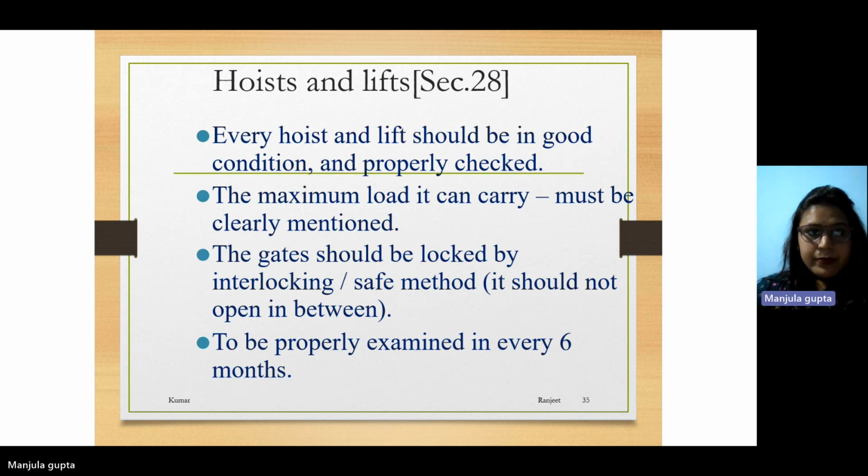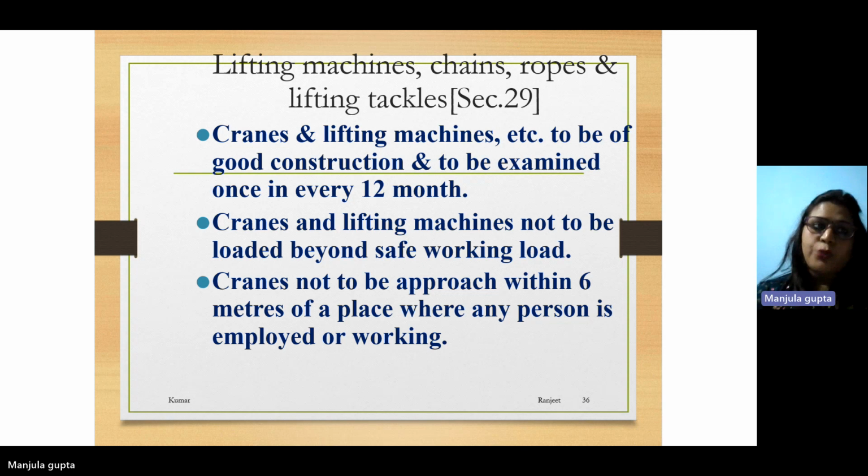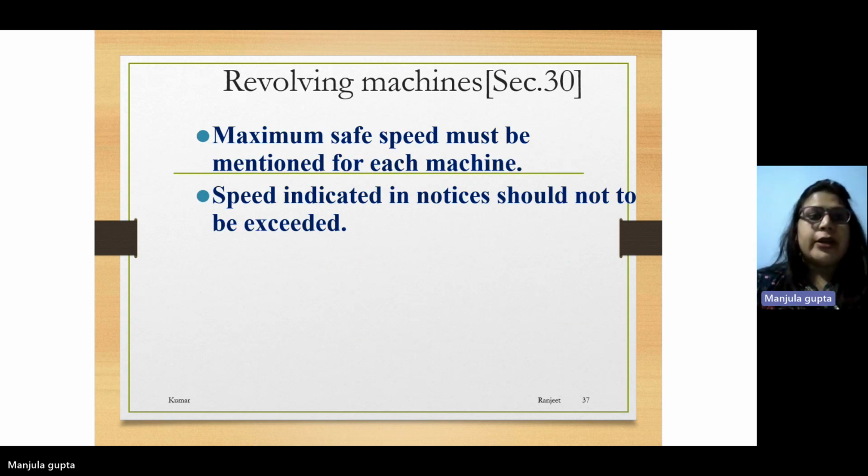Then next is lifting machines, chains, ropes, and lifting tackles. Cranes and lifting machines to be of good construction, to be examined once every 12 months. Cranes and lifting machines not to be loaded beyond safe working load. Cranes are not to approach within 6 meters of a place where any person is employed or working. The next is revolving machines under section 30. Maximum safe speed must be mentioned for each machine. Speed indicated in notices should not be exceeded.